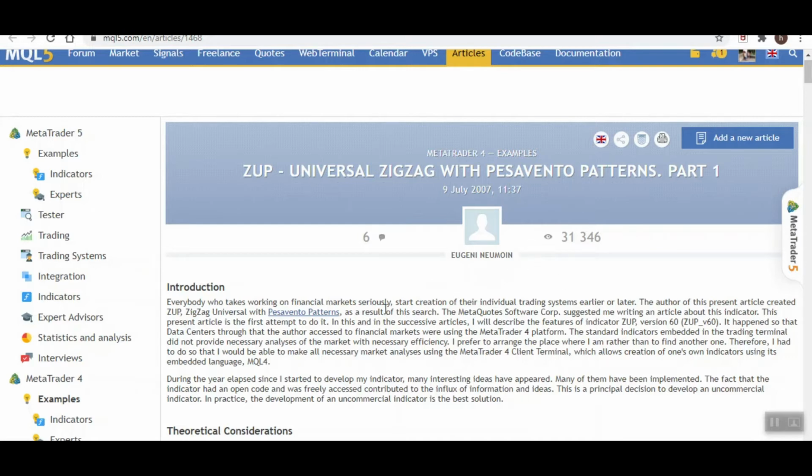In 2007 he started writing these indicators, and there's a whole herd of them by now, but he keeps improving and making them better and better and better.